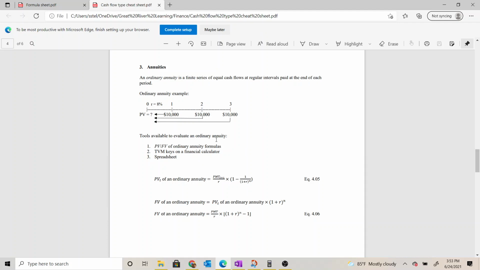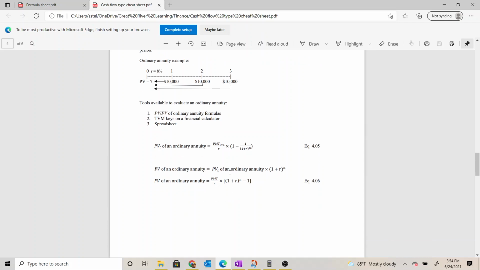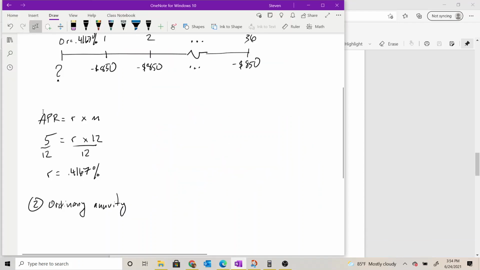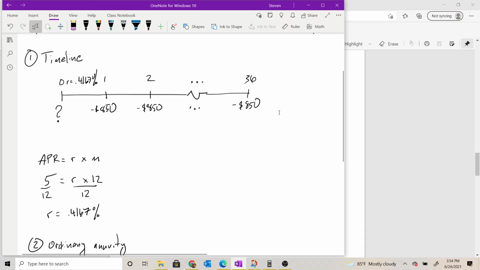The formulas, if we were going to use the formulas, we've got two to choose from, either the present value or future value of an ordinary annuity. And either one would work. It just kind of depends on what we're solving for. We'll pick the one that requires the fewest number of steps in order to solve. And in this case, it's pretty straightforward. We're looking for the value of these cash flows as of today at time period 0. So that'd be the present value of an ordinary annuity.